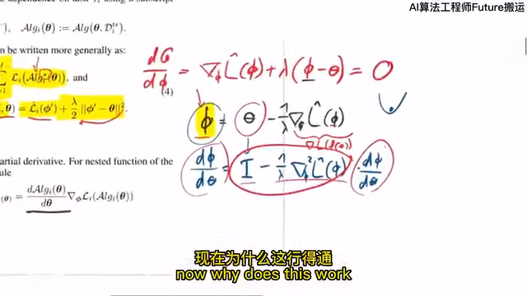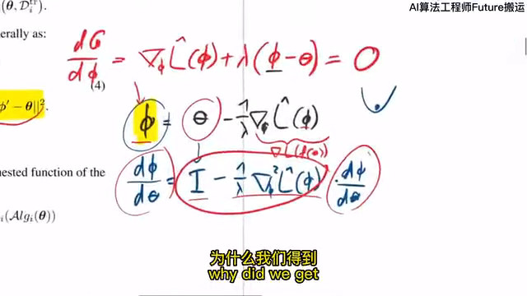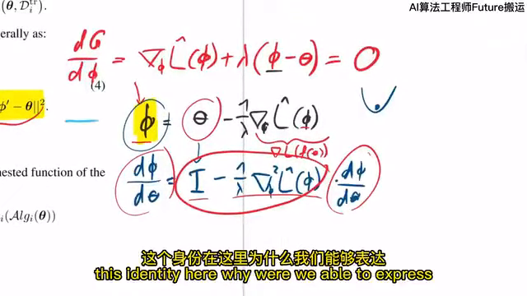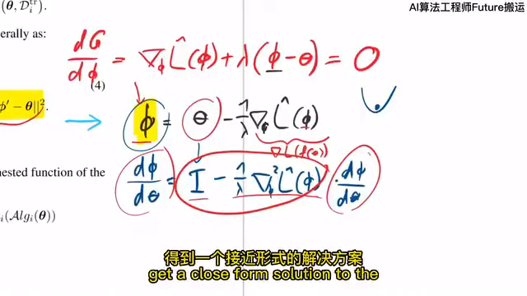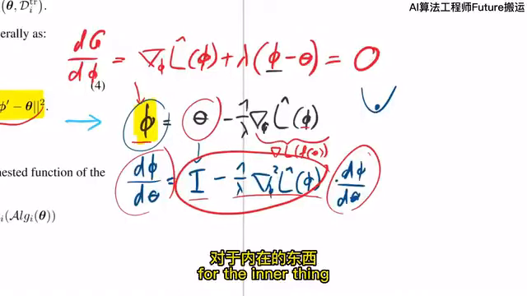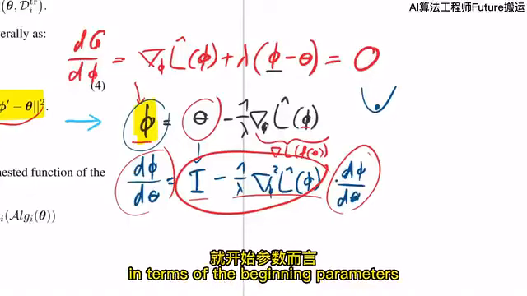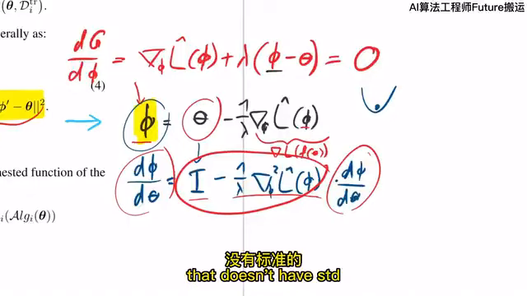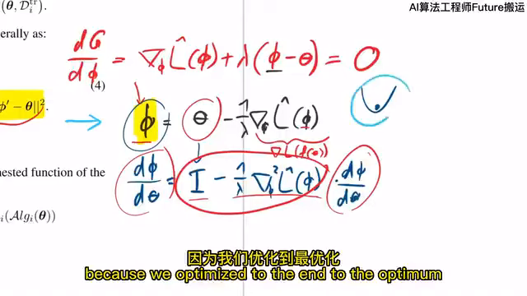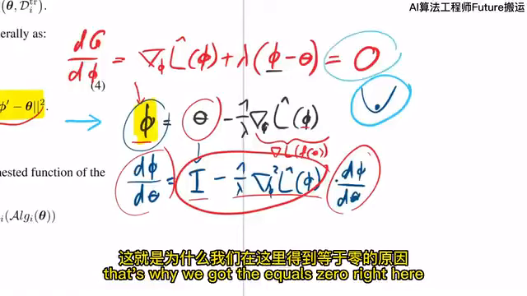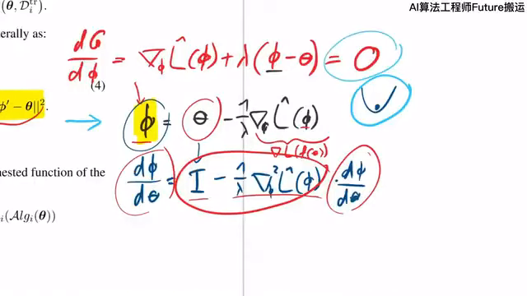Now, why does this work? Again, I want to stress, why did we get this identity here? Why were we able to get a closed form solution for the end parameters in terms of the beginning parameters that doesn't have SGD? First reason, because we optimized to the end, to the optimum. That's why we got the equals 0 right here.